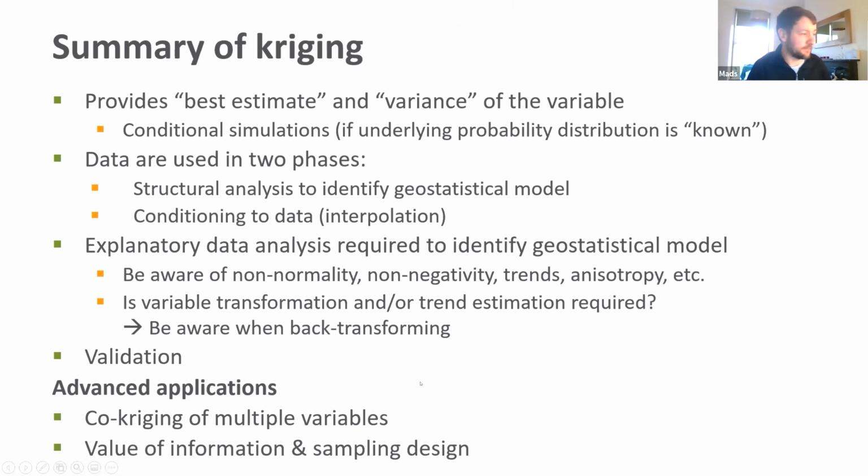I haven't really had time to go into advanced applications of kriging. You can do co-kriging of multiple variables. This is quite handy if, for example, you're looking at groundwater levels, which are quite expensive to measure because you need to drill bore wells and stuff like that. But you can maybe predict them quite well from topography. So that's an application of using limited groundwater level data together with topography to create a groundwater level map.